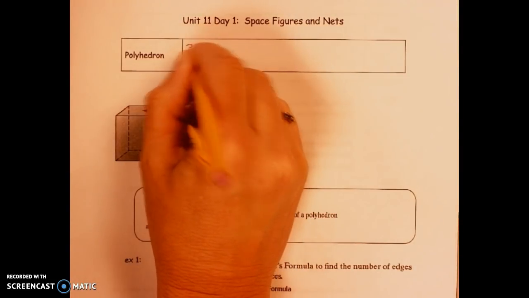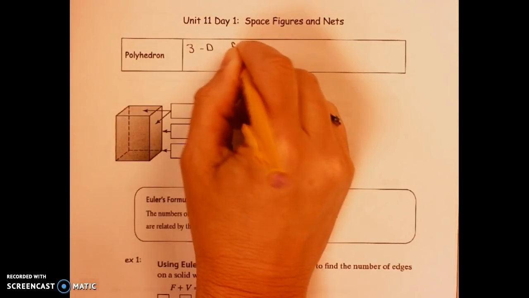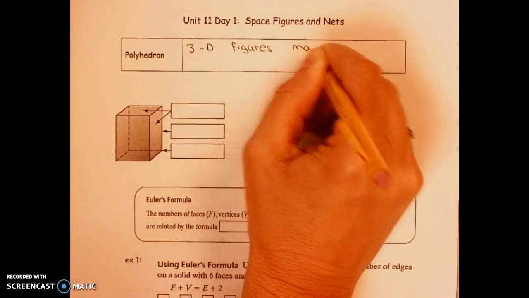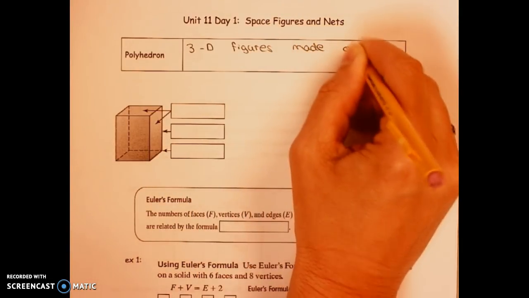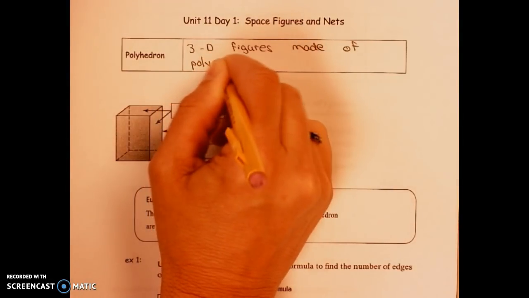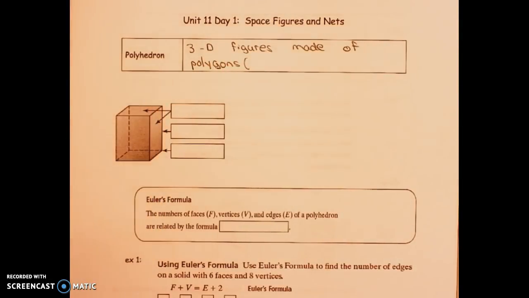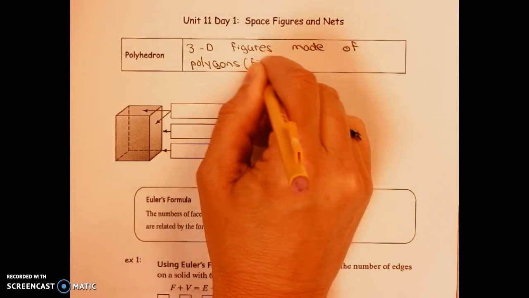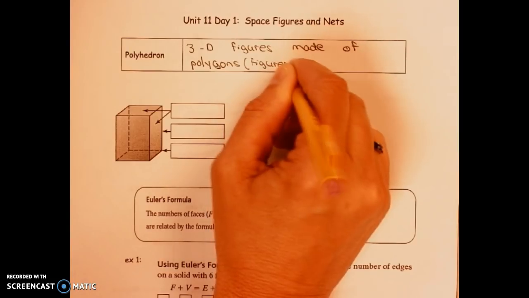Polyhedrons are 3D figures made of polygons. And you may or may not remember, but polygons are figures made up of segments.